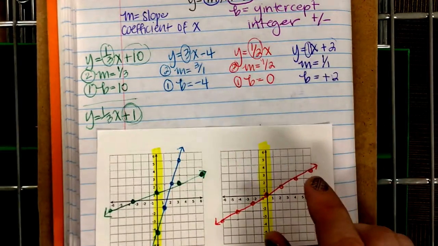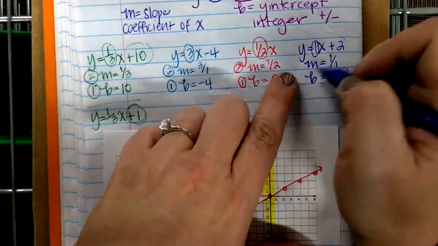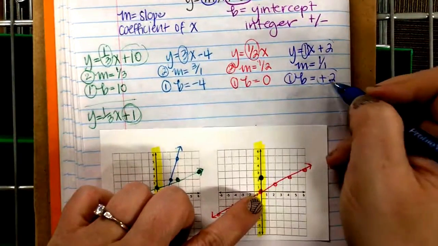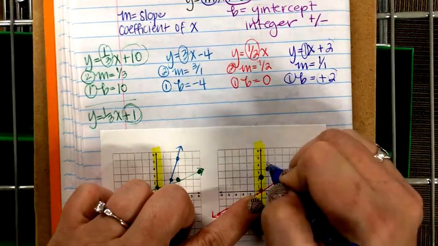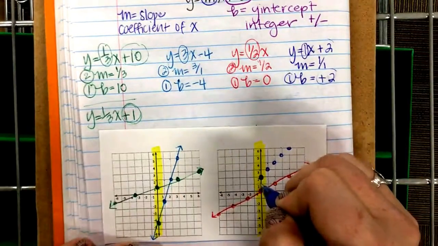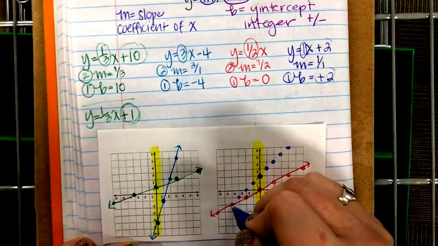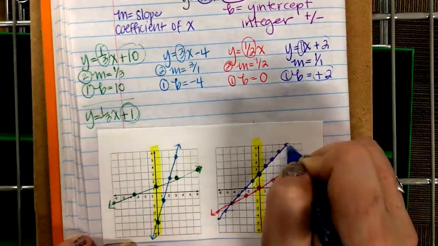Let's try this blue one. So we have plus 2 is where we start. My integer starts at 2, right? And my slope is 1 over 1. So up 1 over 1, up 1 over 1. And down and backward, down and backward. And again, we're just doing these on the same graph to save some space.